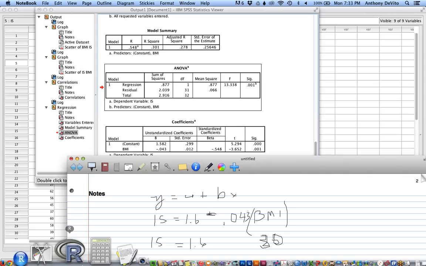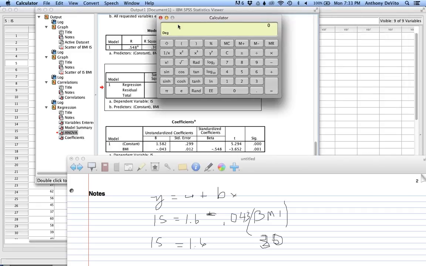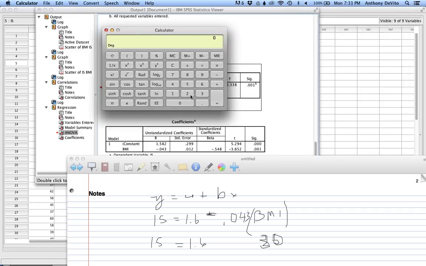Okay, let's get our calculators out. You guys at home, you got calculators? If you're not reclining and having a cocktail and stuff like that, take out your calculator and actually give this a try. So 0.043 times 30 is equal to 1.29. It's actually negative, so I'm going to switch signs on that. Negative 1.29 plus 1.6 is equal to 0.31. We predict that you're going to have an insulin sensitivity of 0.31.